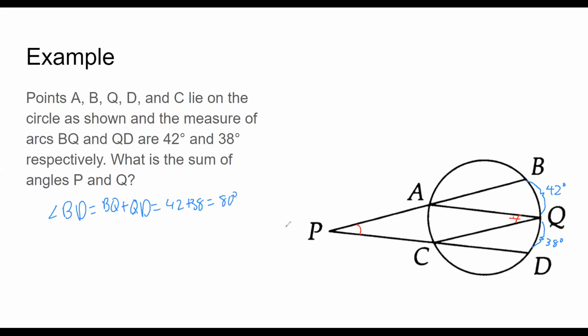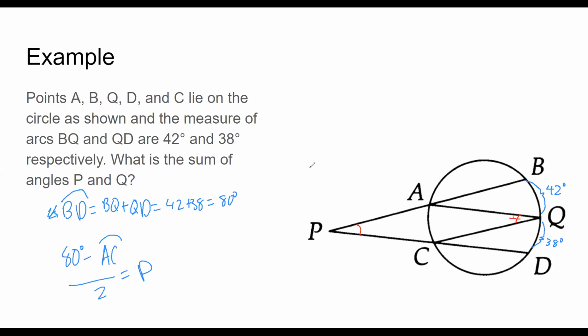That makes it 80 degrees. So using the equation we just learned, we're saying 80 degrees minus arc AC, divided by 2. This is the equation we just discussed. Is everyone following so far? Yes. So now let's look at what other angles we can try to find.